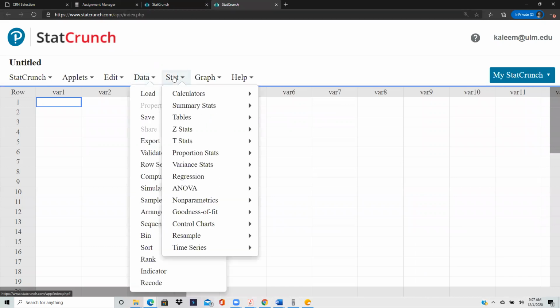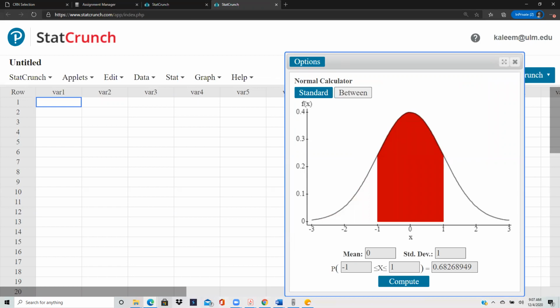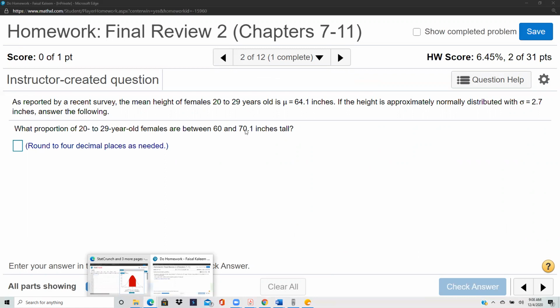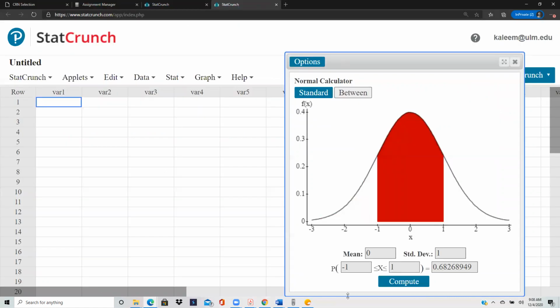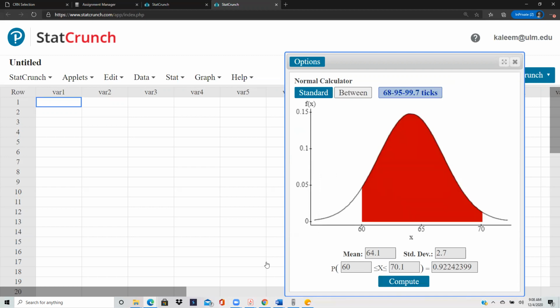So stat calculator, normal, and it was between something, and okay, the mean was 64.1, standard deviation 2.7, and between 60 and 70.1. Point 9224.